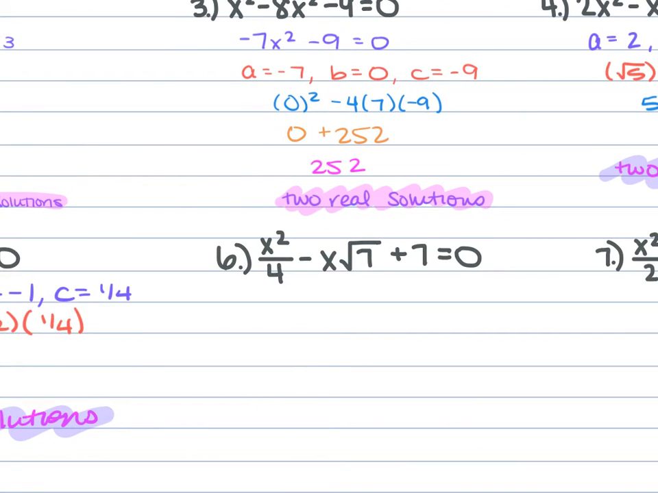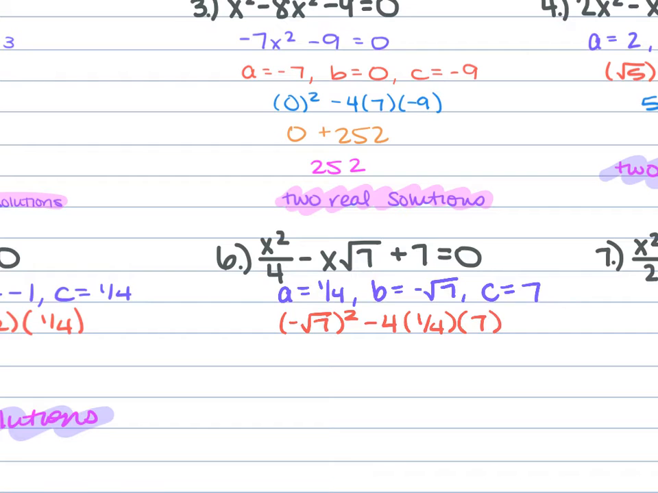For 6, we have x squared over 4 minus x square root 7 plus 7 is equal to 0. So our A is 1/4, our B is the negative square root of 7, and C is 7. So plugging this in, negative square root 7 squared minus 4 times A, which is 1/4, times C, which is 7. The negative square root 7 squared is just a positive 7. The negative 4 times 1/4 is negative 1 times 7 is negative 7. So 7 minus 7 is 0. This is 1 real solution.